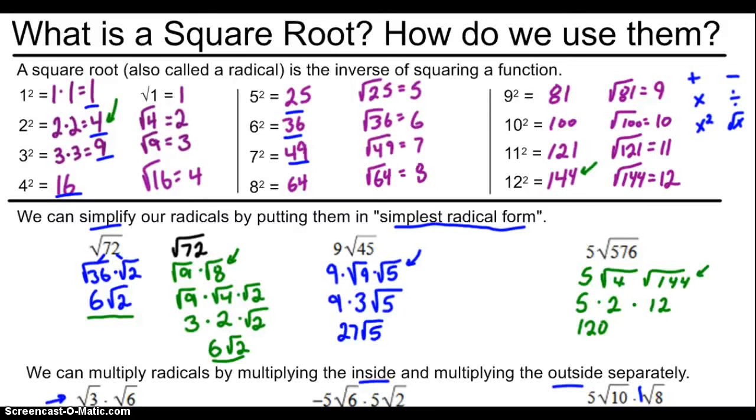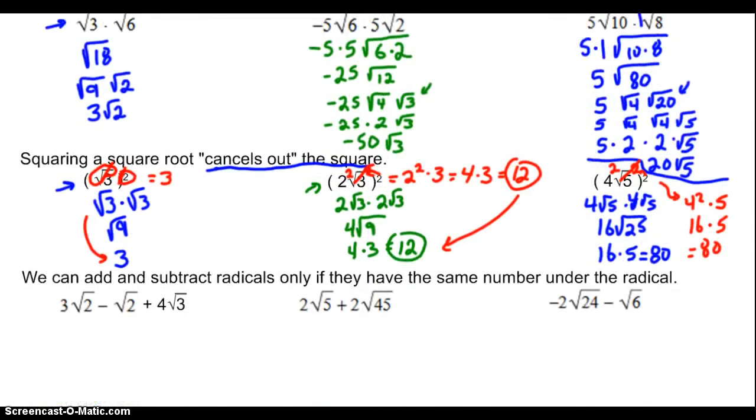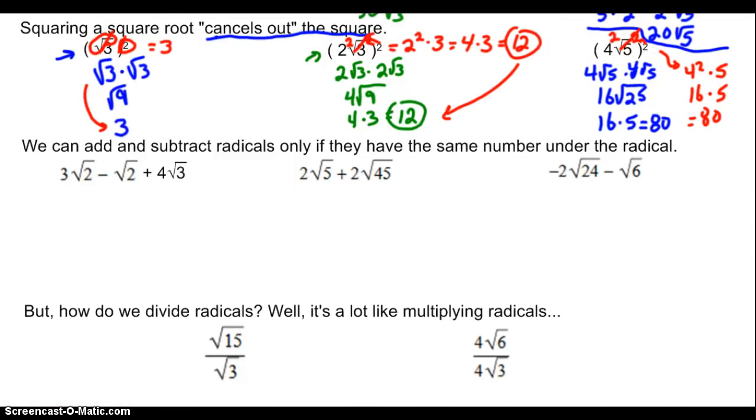In this part, we're going to be adding, subtracting, dividing, and doing something called rationalizing square roots. So make sure you've watched part 1, and let's hop all the way down to adding and subtracting right here. We can add and subtract radicals only if they have the same number under the radical.